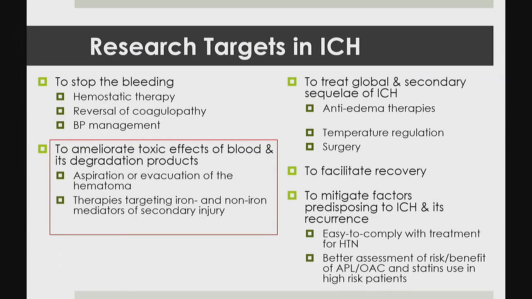So when we talk about research in ICH, we know that there are different targets that we go after, and for a while, and rightfully so, it was going after the hematoma and its expansion. This started with hemostatic therapy and factor 7, moved on to blood pressure lowering with the premise that it would limit hematoma expansion, and now there's some interest in reversal of coagulopathy.